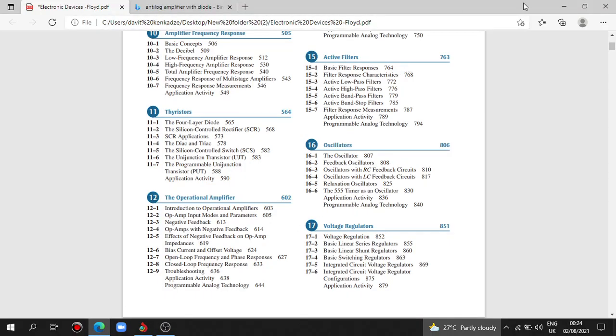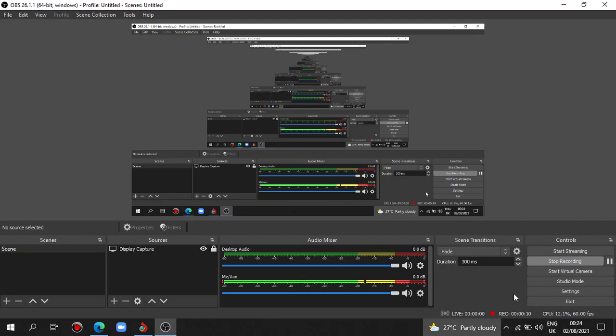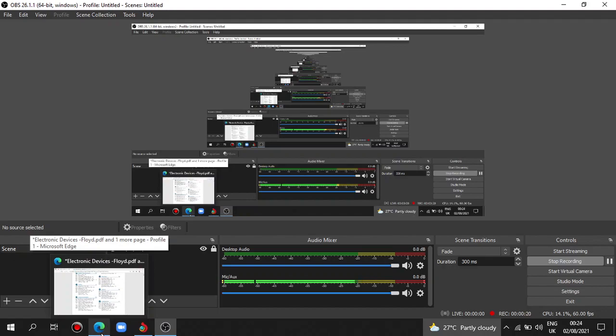Now we are going to see active filters, and I changed my OBS settings to 60 fps, and I think that it will make my videos better quality.